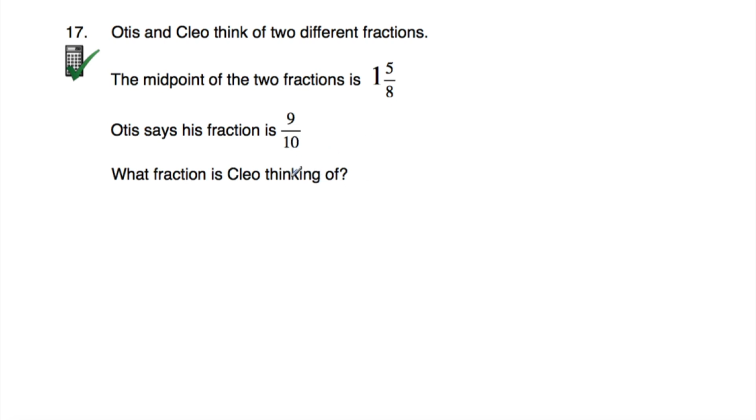So again, we've got two different approaches we could use. We could double the midpoint and then just take away one of the fractions, and it'll tell us what the other fraction would be. Alternatively, we could work out the difference between the midpoint and one of the fractions, and then either add it onto the midpoint or take it away from the midpoint, depending on whether Cleo's fraction is the one that's above the midpoint or the one that's below the midpoint. So let's do both approaches now.